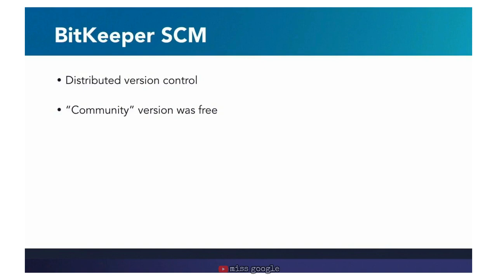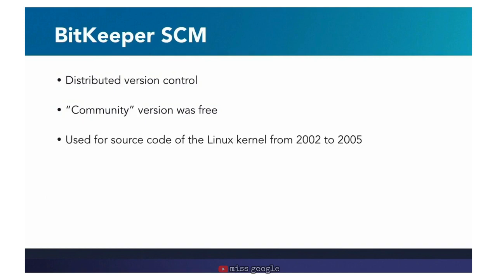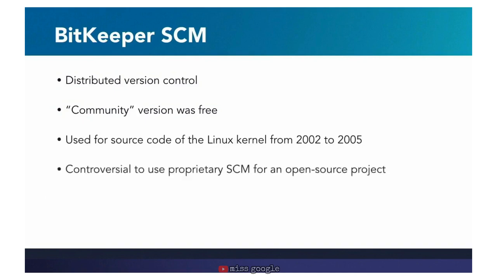And that version was used for source code management of the Linux kernel from 2002 to 2005. It was controversial to use a proprietary SCM for the Linux kernel because the Linux kernel is an open source project. No one owns it, whereas the SCM is owned and controlled by a company. So many people objected, saying, well, what if they change the rules in the future? We're going to be stuck using this company's software. Well, guess what? In April 2005, the community version stopped being free, and all those predictions came true.